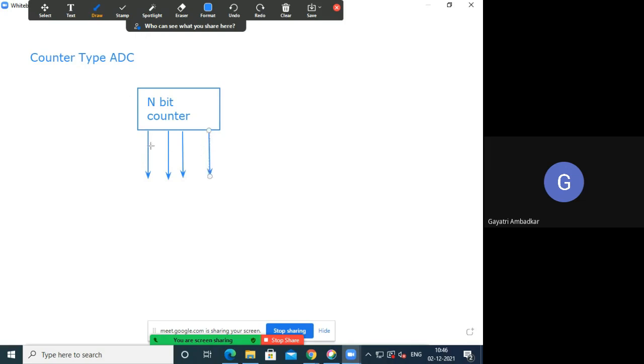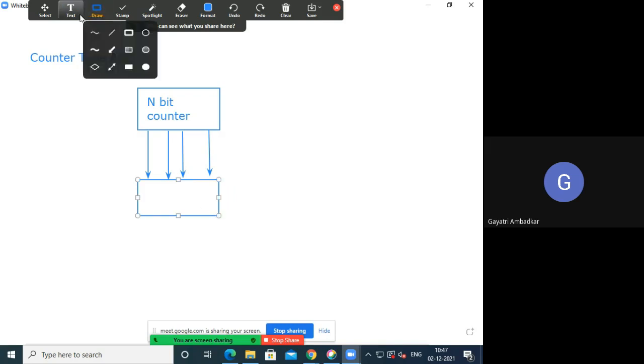So this is pin 1, 2, 3 and so on up to n. Because this is an n-bit counter, it can count up to n. So let it be n number. Now the output of this n-bit counter we will give to a DAC, digital to analog converter.